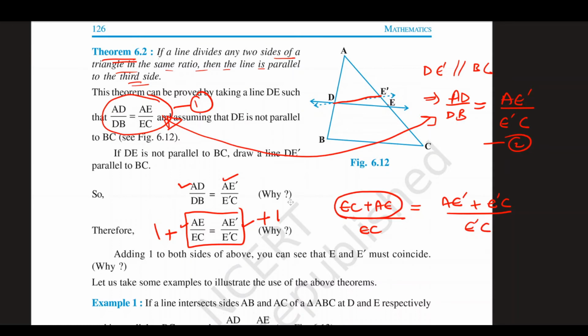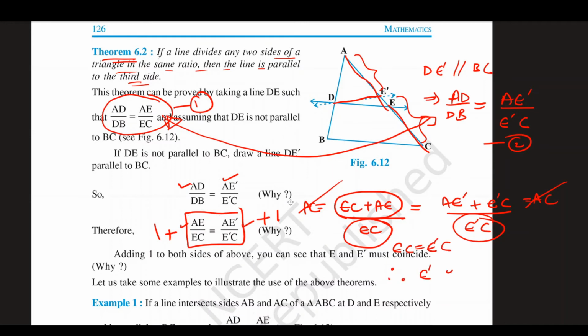Now what is EC plus AE? EC is this one and AE is this one, so it is complete AC. And AE dash plus E dash C is also AC. Hence these two can be cancelled, and we are left with EC equal to E dash C. Hence E dash and E must coincide, which means they are not two different points, they converge at one point.